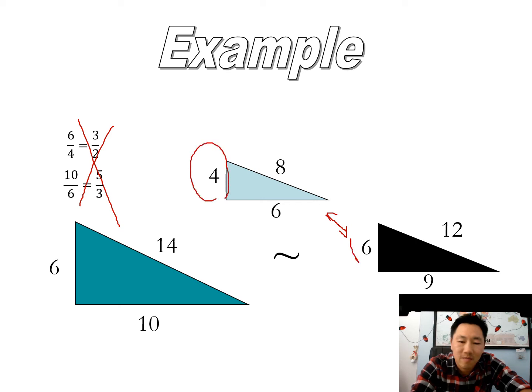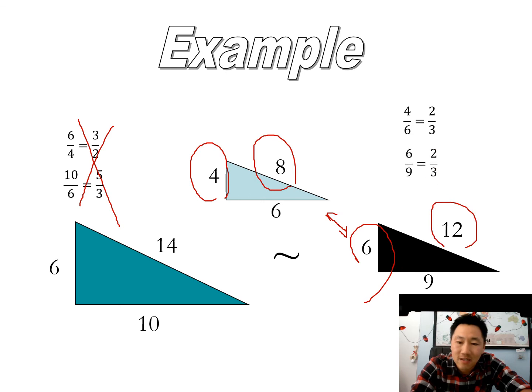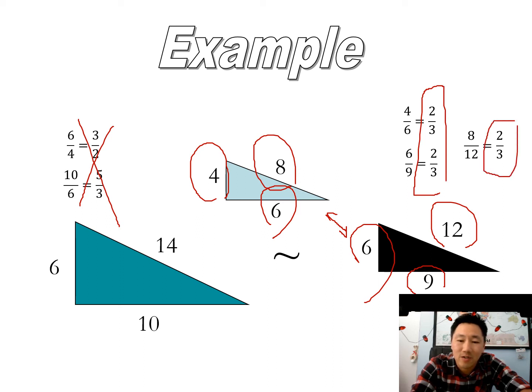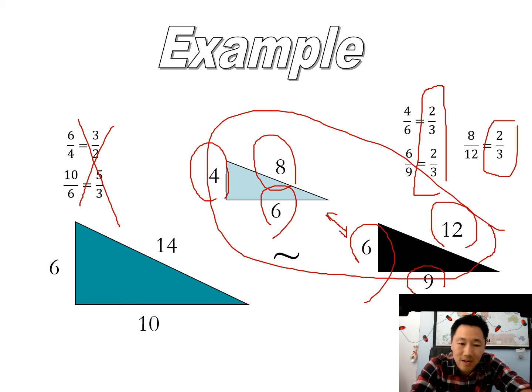This side 4, compare it to side 6, reduce it. I think I did 8 and 12 next. Oh, I didn't. I did 9 and 6, these guys. And they do reduce down to that number. And then I did 8 and 12 last. And guess what? They all reduce down to the same scale factor. So it turns out that these two triangles are similar, not this one.